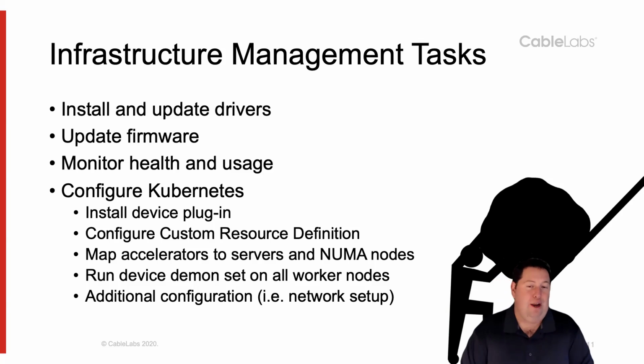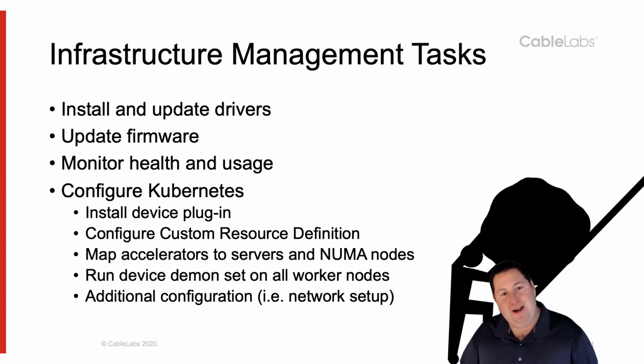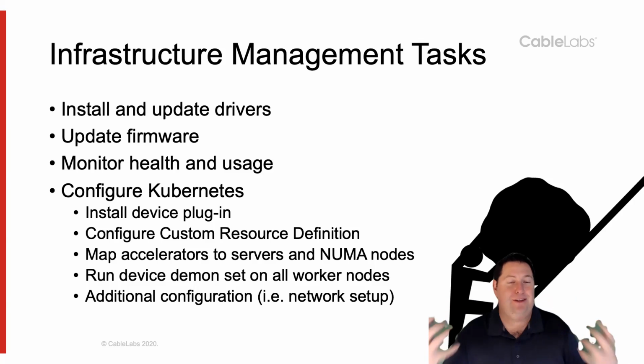So you have to install and update drivers. You have to update firmware on the cards. You need to monitor the health of the cards. You need to integrate that into your inventory system. With Kubernetes, you need to install the device plugin. You frequently need to set up a custom resource definition. Then you need to map the accelerators properly to the right NUMA node on the right server. You need to run a device daemon on each server to keep track of that. And then there's all kinds of other setup.